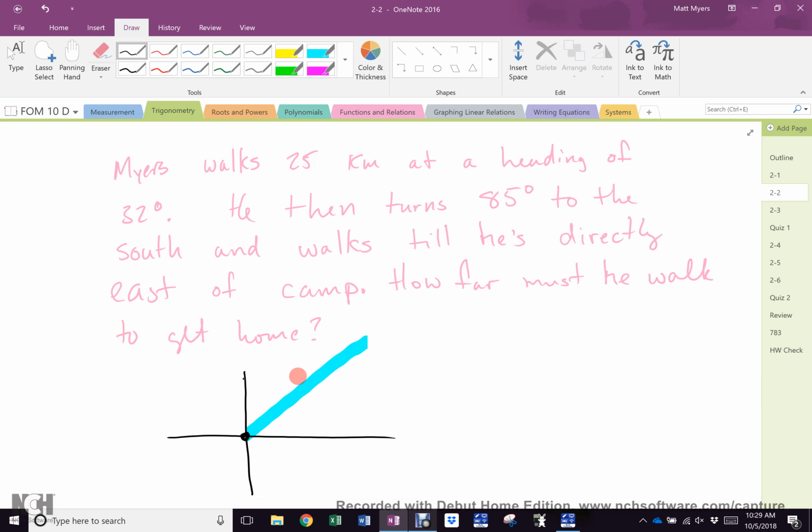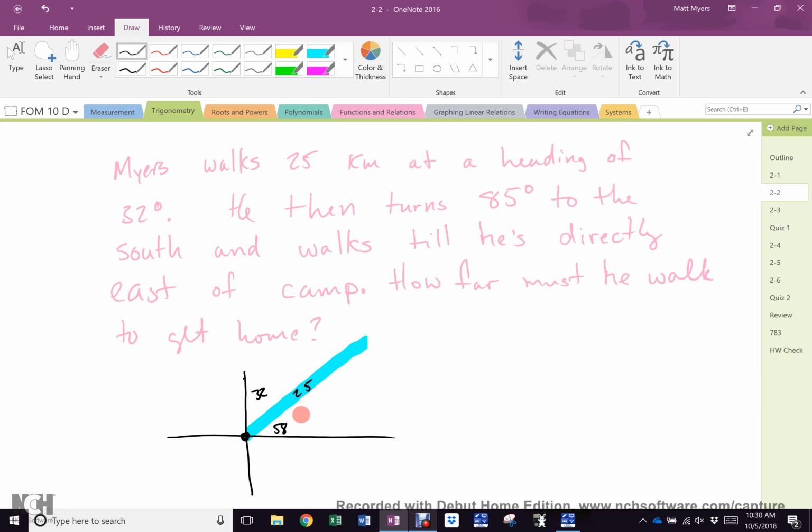And I walked 25K, yes? Where's the 32? Between black, north and blue, or east and blue? North and blue. There's 32, yes? So what is this in here? 58. Is everybody cool? All right.